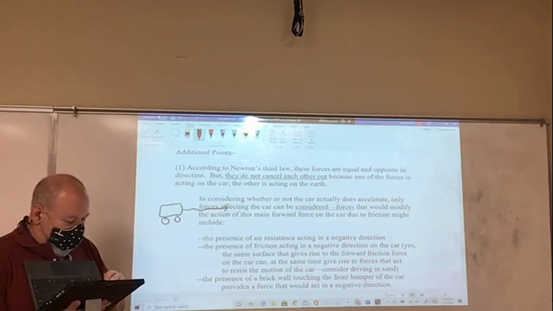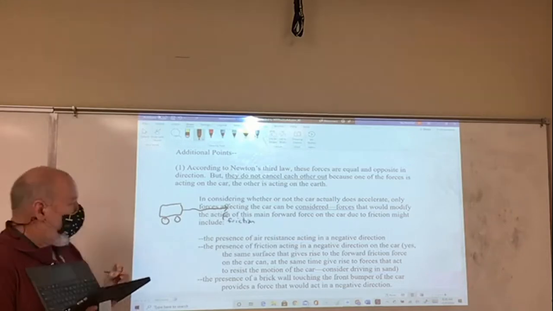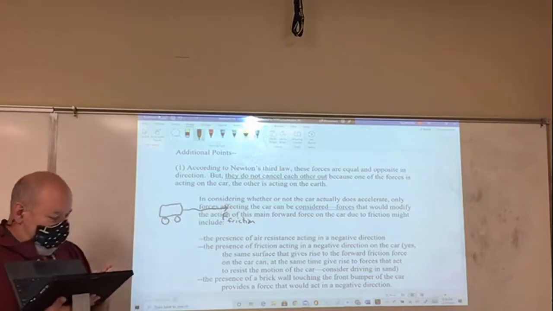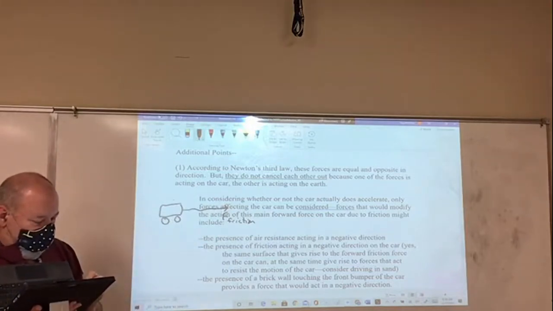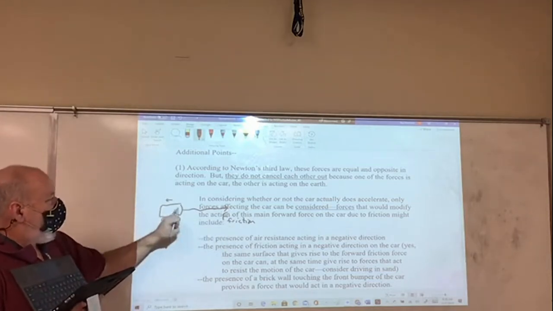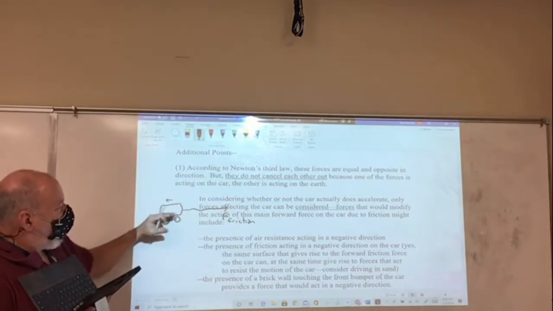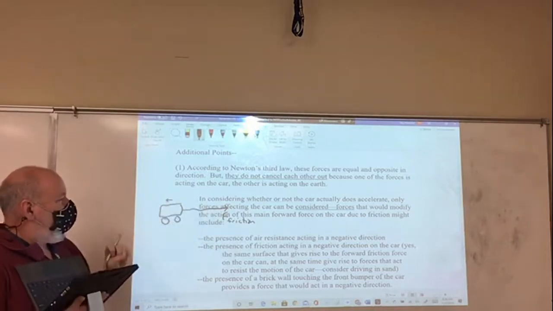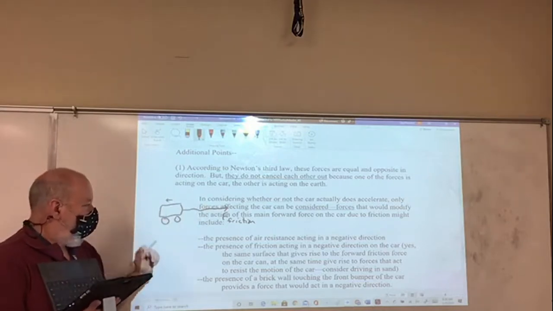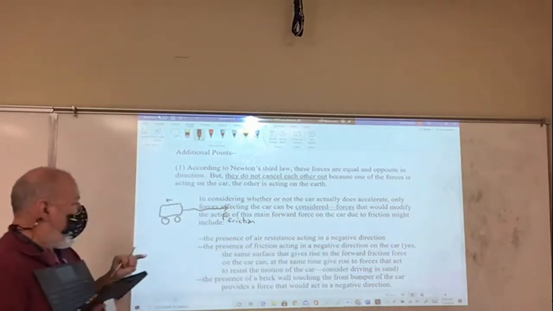And so we're going to call this the force of friction on the car, right? The force of friction on the car. But maybe I have air resistance acting in a negative direction. Okay, but it's not going to be that great compared to this force. So if that's all that's happening, because the force of the earth on the car is great enough in overcoming the force of air resistance, then I'm going to accelerate.